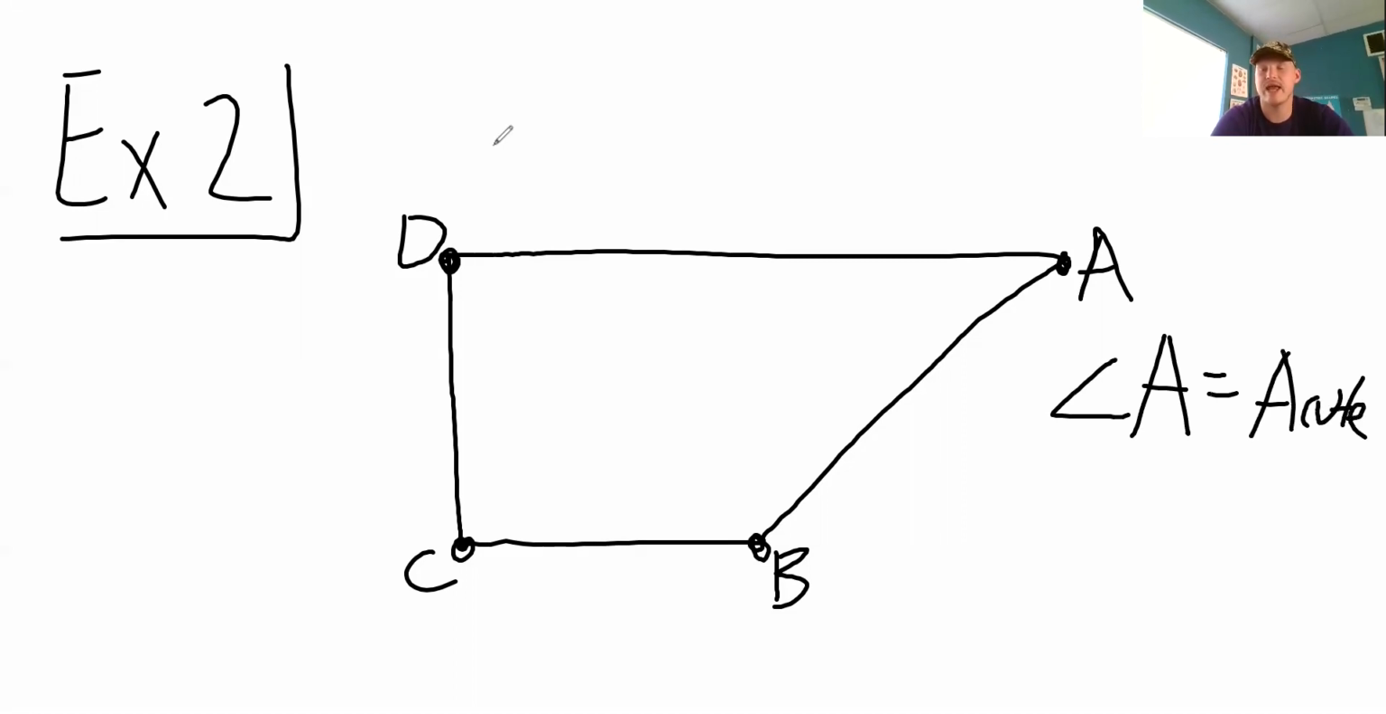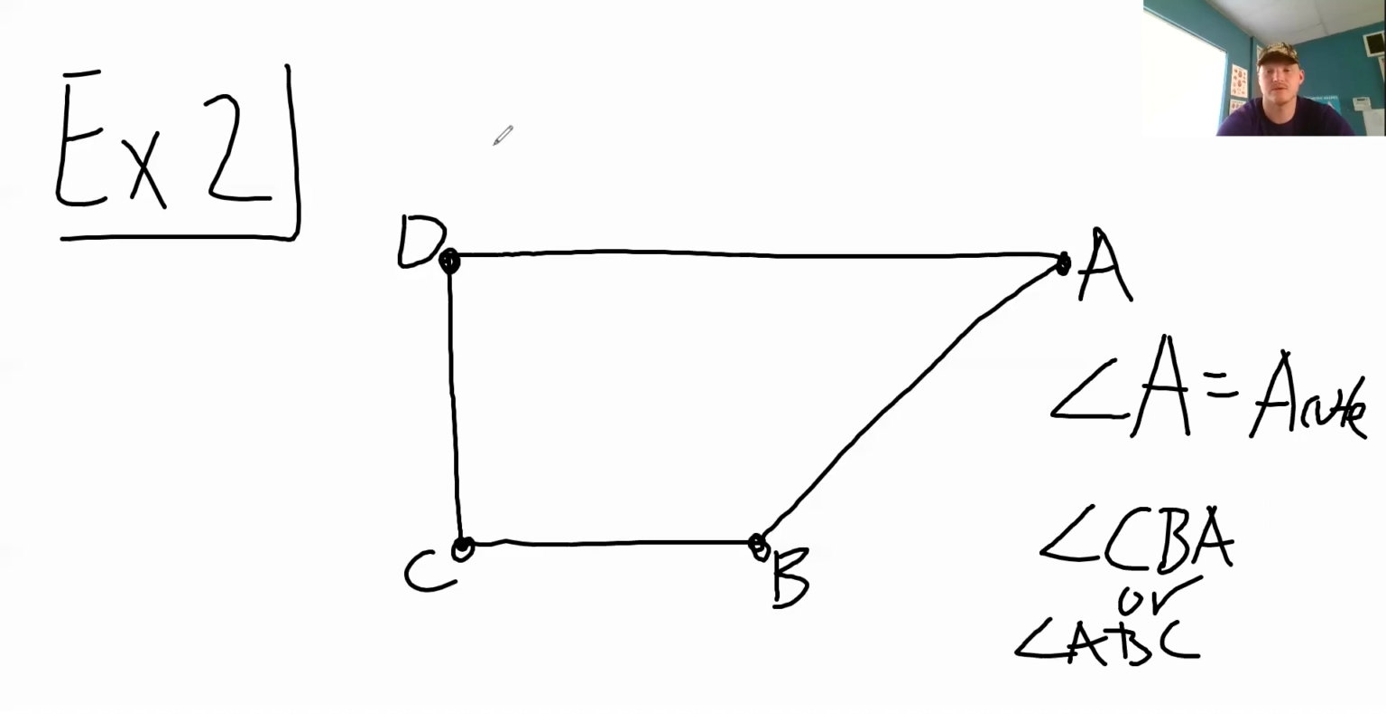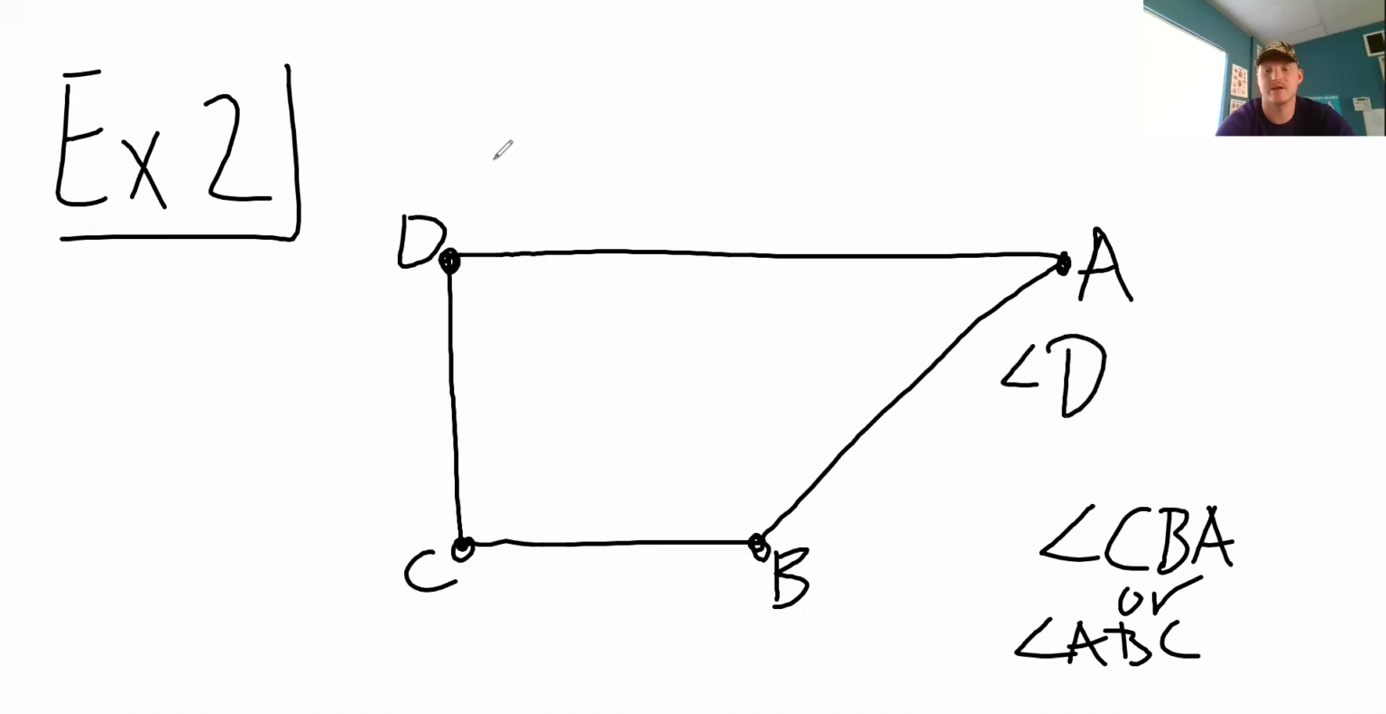Talon, which angle is obtuse? CBA. Yep, CBA, also known as ABC. Okay, so the way that you could write it for angle A is you could write it like this, angle DAB, or you could write BAD.